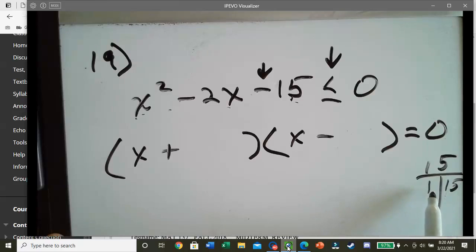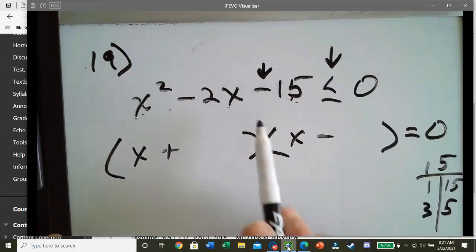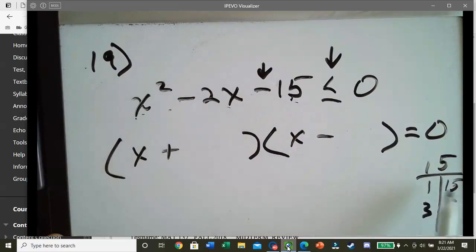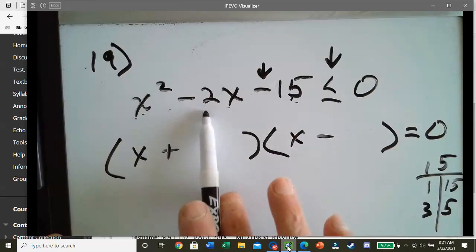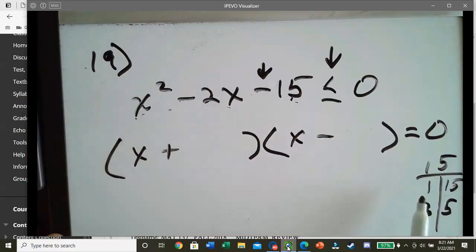But sometimes you do. So you have to consider all the factors. 1 and 15, and what are other factors of 15? 5 and 3, or 3 and 5, right? And that's all. So either one of these pairs of factors will give you 15, but only one pair of factors will give you the middle. So what pair of factors will give you the middle?